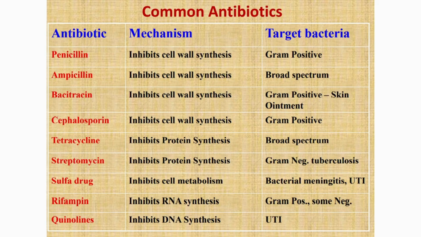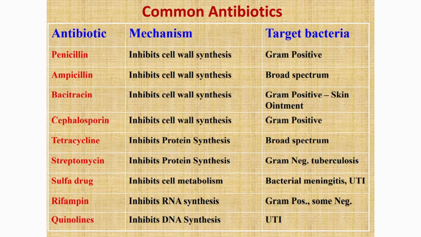In order to control bacterial growth and replication, various antibiotics are used. And how do these antibiotics work? For example, if you take penicillin, penicillin inhibits cell wall synthesis. When there is no cell wall synthesis, then there is no formation of the cell. Ampicillin also inhibits cell wall synthesis.